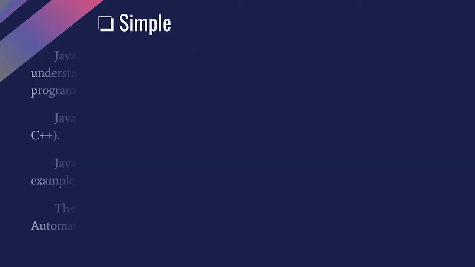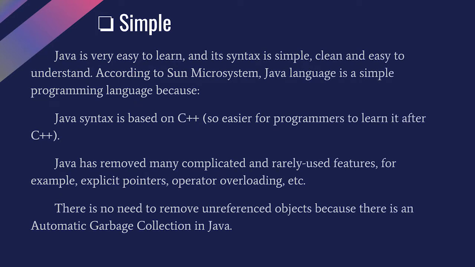Simple. Java is very easy to learn, and its syntax is simple, clean and easy to understand. According to Sun Microsystem, Java language is a simple programming language because Java syntax is based on C++, so easier for programmers to learn it after C++. Java has removed many complicated and rarely used features. For example, explicit pointers, operator overloading, etc. There is no need to remove unreferenced objects because there is an automatic garbage collection in Java.